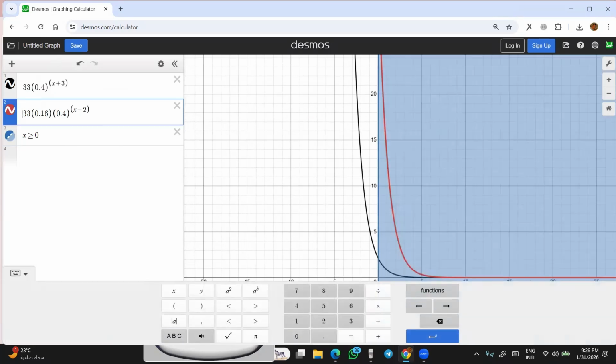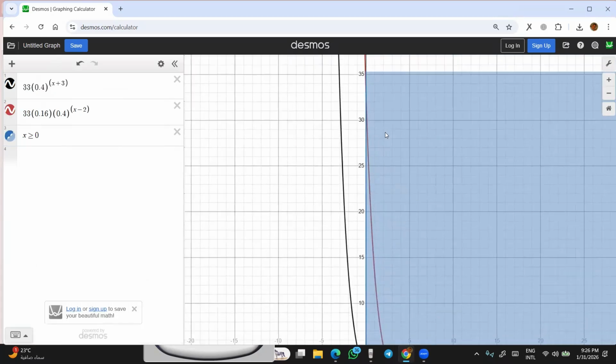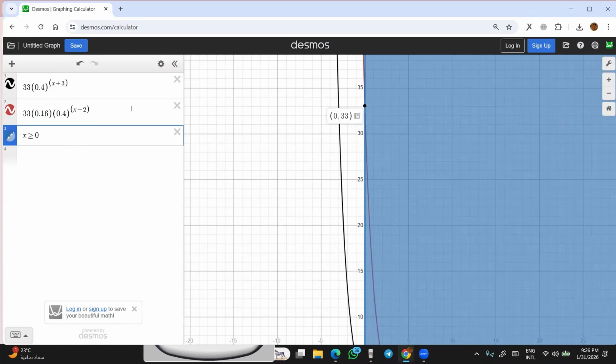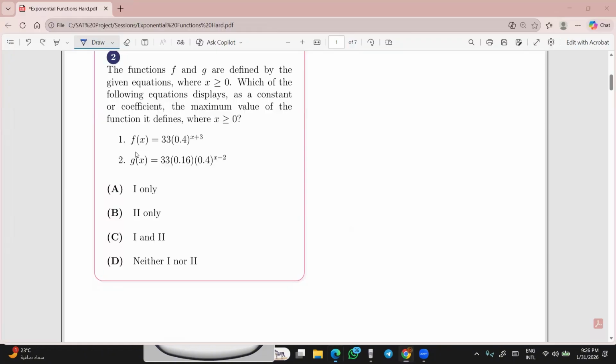So the function, this one, gives us the maximum point of 33, which makes it the correct one. So this one is the correct answer that contains x minus 2. So letter number 2 is the correct one, so we choose 2 only.